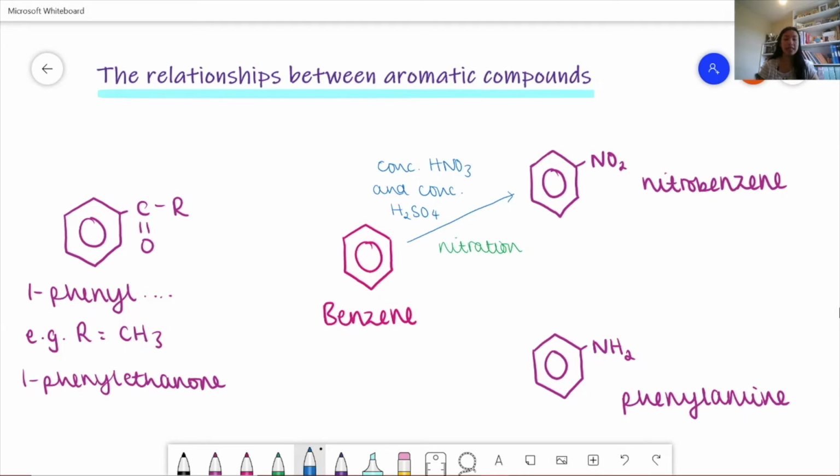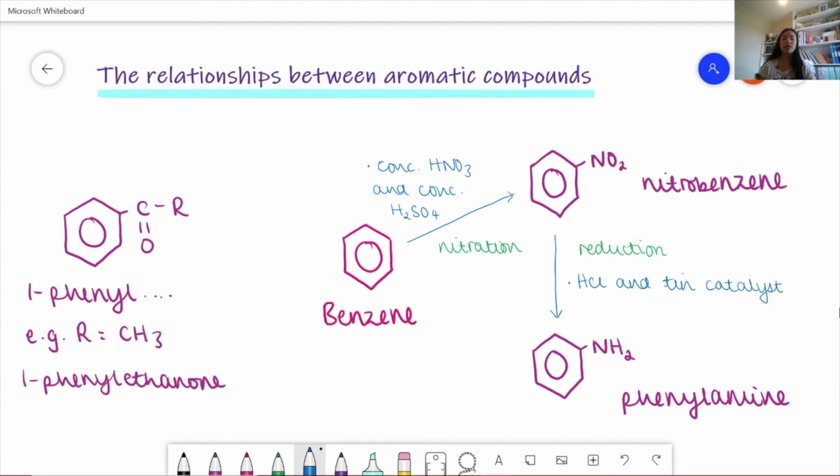And to get from nitrobenzene to phenylamine, this is a reduction reaction. And instead of having what we normally use to reduce, for example, an aldehyde to a primary alcohol, so the sodium borohydride or the lithium tetrahydroaluminate, for this particular reduction reaction, we have to use hydrochloric acid and a tin catalyst. So it's only the reduction of nitrobenzenes that we use this reagent and this catalyst.